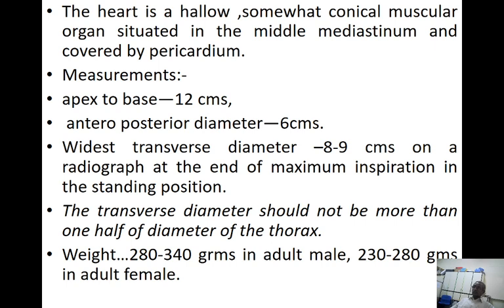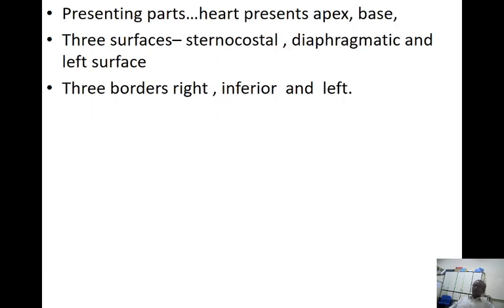Weight of the heart is 280 to 340 grams in adult male, 230 to 280 grams in adult female. Presenting parts: the heart presents the following parts: the apex, base, 3 surfaces, sternocostal, diaphragmatic and left surface, and 3 borders, right and left border and inferior border.